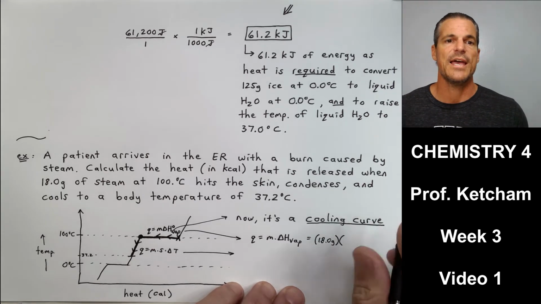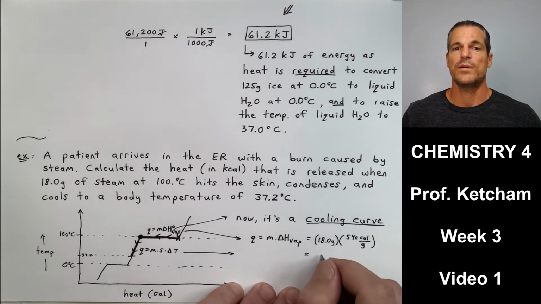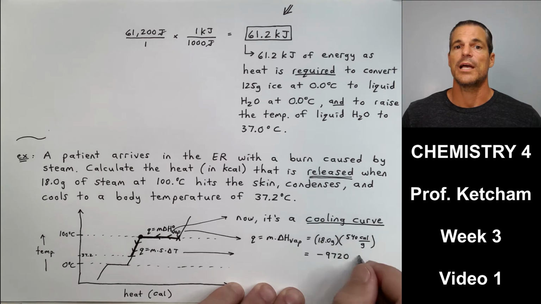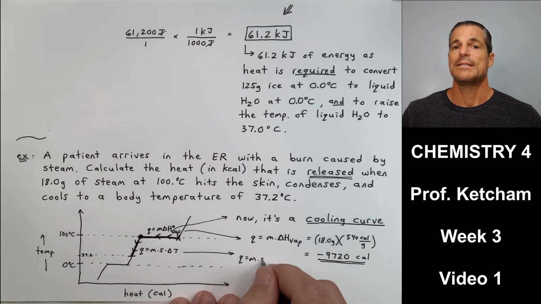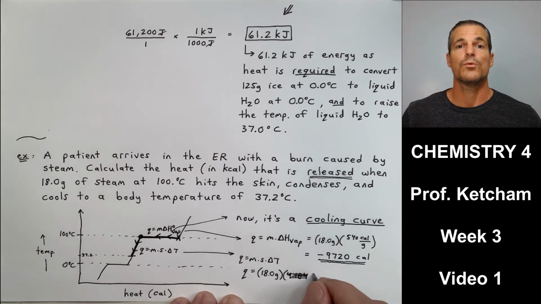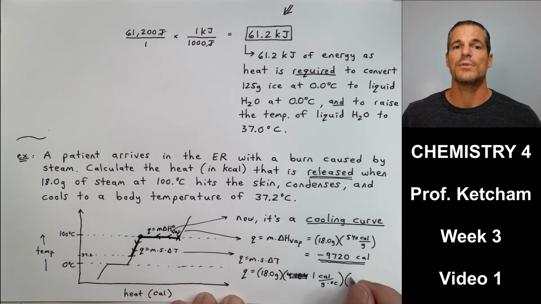So Q equals m delta H vap. Well, that means Q equals m delta H vap is 18.0 grams times 540 calories per gram, which gives me minus 9,720 calories. Where did I get the minus sign from? Well, it's released, right? This is cooling. It's the opposite. Heat is released.